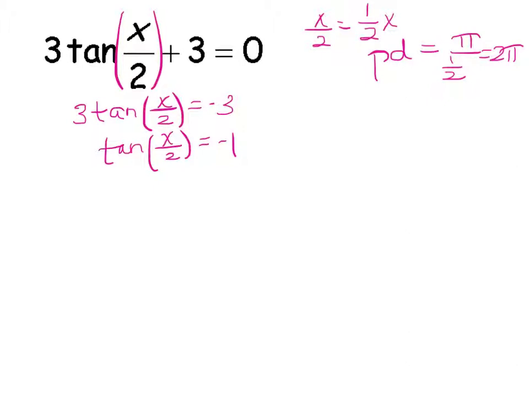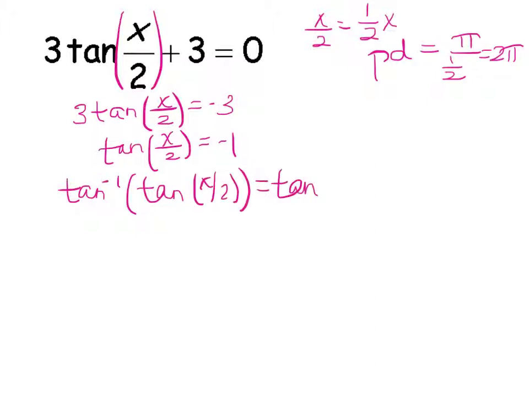So if I do the inverse tangent of both sides, I have tangent inverse of tangent of x over 2, and that's equal to the tangent inverse of negative 1. Then I have x over 2. I can find values at 3 pi over 4 for the second quadrant, 7 pi over 4 for the fourth quadrant. And that's all I can get as long as I'm on a scale of 0 to 2 pi.